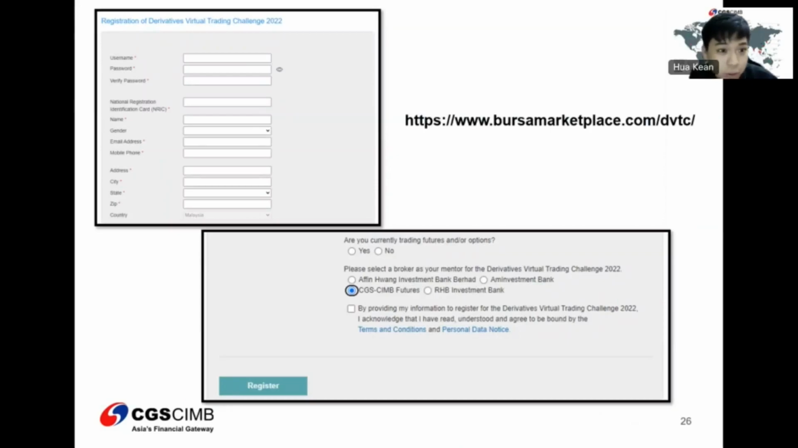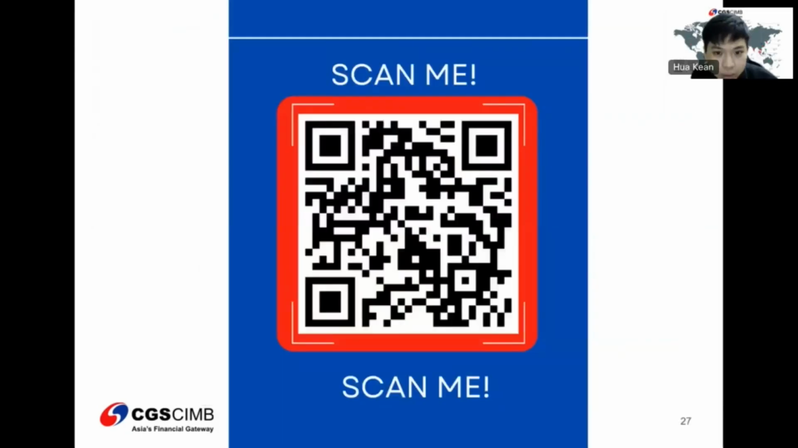Lastly, this is the registration page. You need to fill out all these details. There will be a place where you need to select which broker you want as your mentor, so feel free to select us. If you do not know where the registration page is, take out your phone now and scan this QR code. I will leave it here for maybe 30 seconds for you to scan this code.